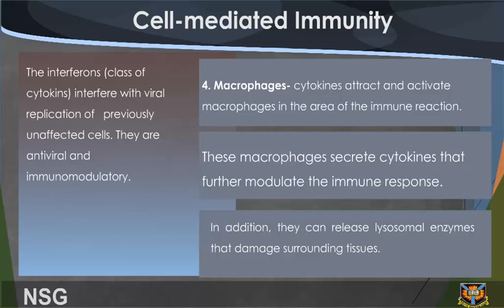4. Macrophages. Cytokines attract and activate macrophages in the area of the immune reaction. These macrophages secrete cytokines that further modulate the immune response. In addition, they can release lysosomal enzymes that damage surrounding tissues.